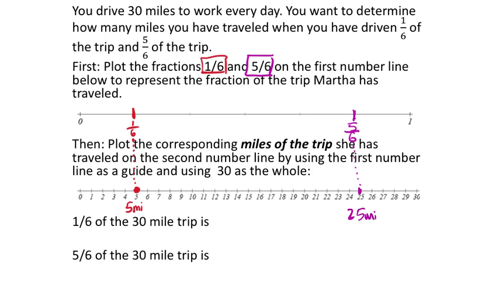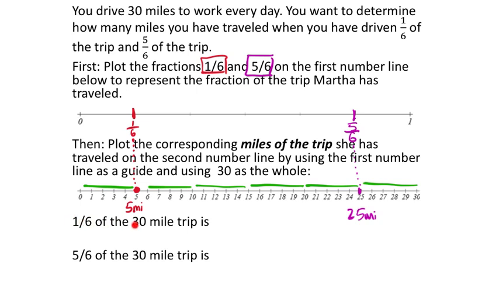Okay, now how do I know this? It's because you'd have to look at 6, right? There's a 6th, 6th, 6th, 6th, and 6th, meaning every 5 miles is its own 6th. So really, you could have done 5 times 5 to get the 25 as well. But again, on the number lines that you're going to see on the assignment, you're going to have to be marking these as you go.